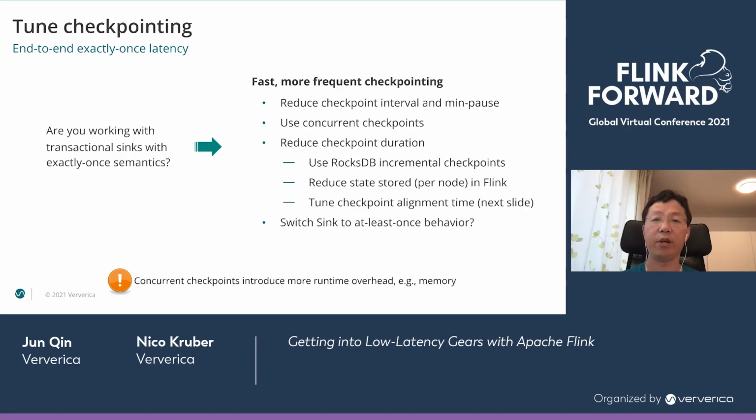This technique is about tuning checkpointing. Checkpointing has two things to do with latency. If you are working with a transactional sink with exactly-once semantics, the output events are committed to the external system, for example Kafka, only upon checkpoint completion. In this case, tuning other options may not help if you don't tune the checkpointing. So to reduce latency in this case, you want to find ways to have faster and more frequent checkpointing.